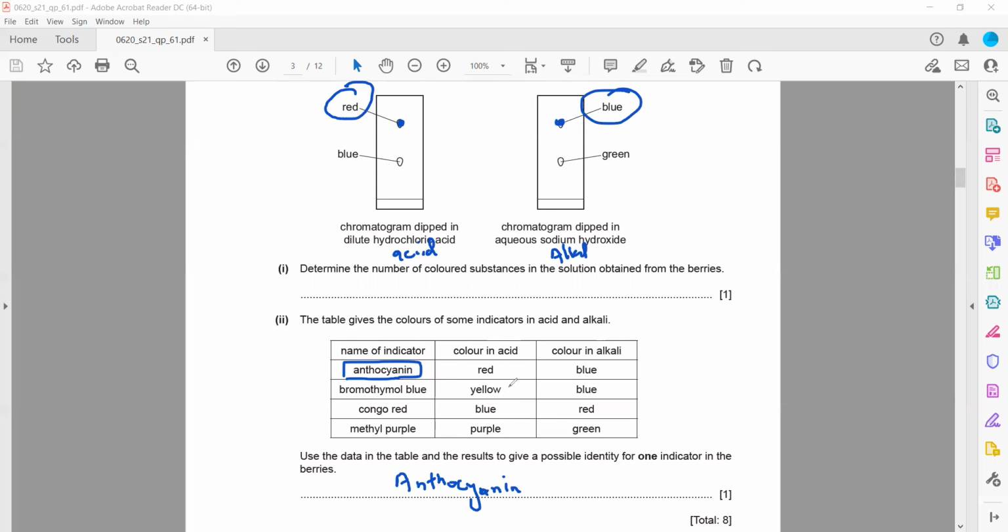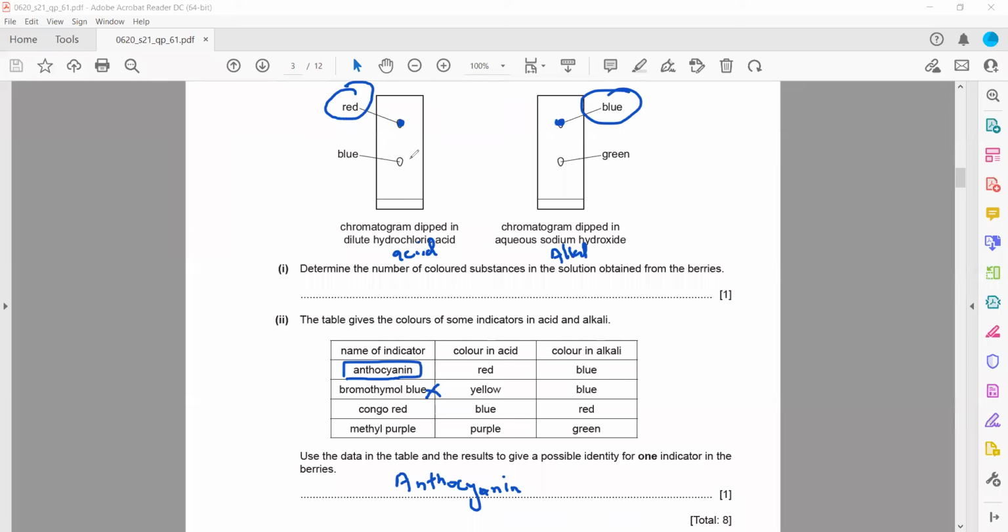When I check, bromothymol blue is yellow in acidic condition, but there is no yellow color. So that's why bromothymol blue is not there. If I check Congo red, it is blue and red. So in acidic condition, it is blue.